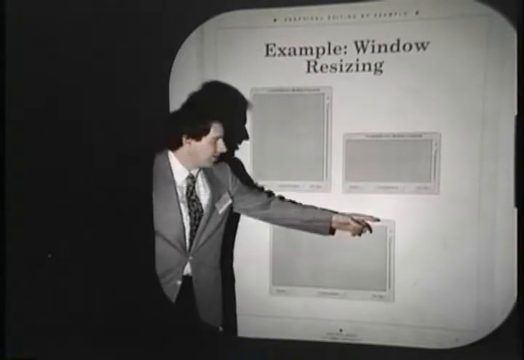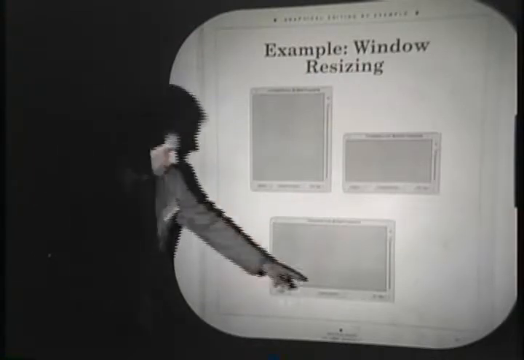Finally, we turn constraints on and grab the upper right vertex of the window and move it, and the buttons automatically space correctly. The scroll bar stays on the right of the window, and the application canvas stays correctly in the middle.